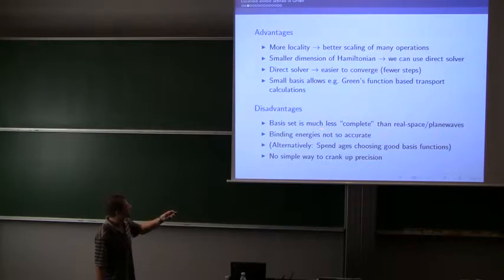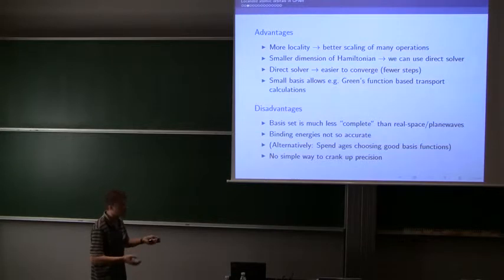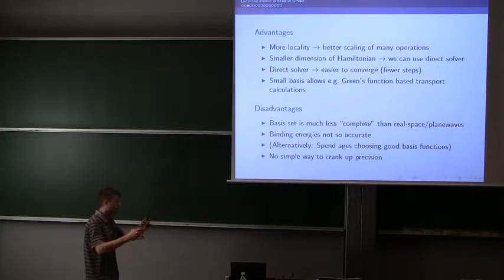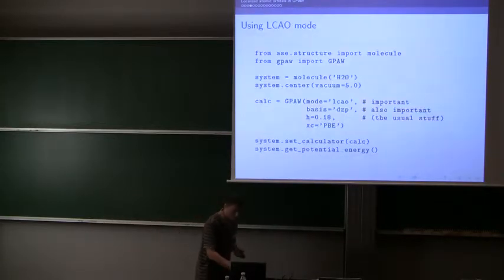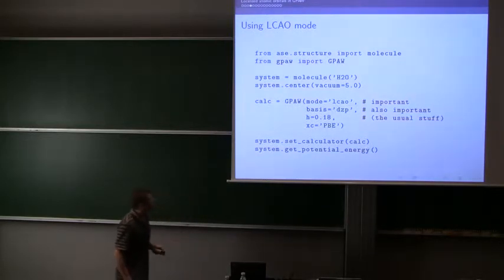So, of course, as has been mentioned at least once, there is a completeness issue, that we don't have a good sampling of all of space. We only have a pretty good sampling of the areas close to the atoms. Binding energies in particular tend to suffer somewhat from this loss of precision, although chemists tend to solve the problem by spending a lot of time generating really big basis sets which are very fine-tuned. This also takes a lot of time. And finally, there is this luxury in the grid mode that you can just halve the grid spacing or double the number of plane waves and you get much higher precision. Yeah, it's not so simple, but this you will see soon. Just, this is very easy to use.